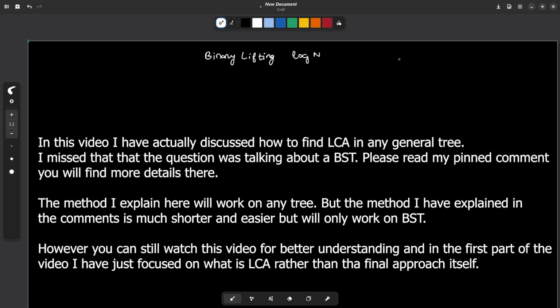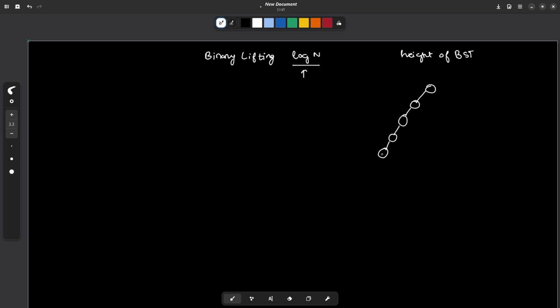You must be wondering that here it is the height of the BST, and binary lifting uses log n complexity. So which one is better? Actually, you will realize that log n is always better. Why? Because there might be a case like this. There are binary search trees like this, where all the elements are smaller than the previous element.